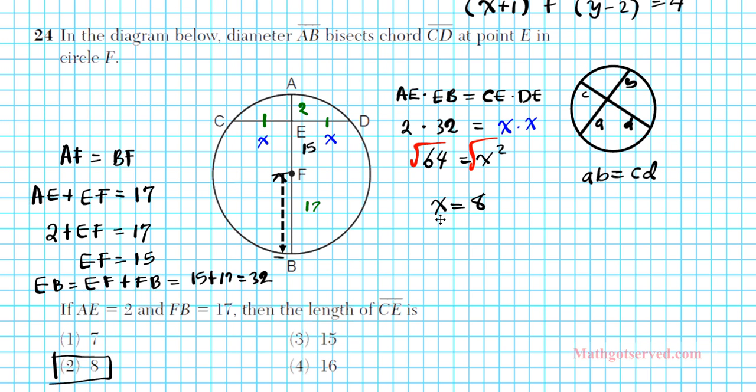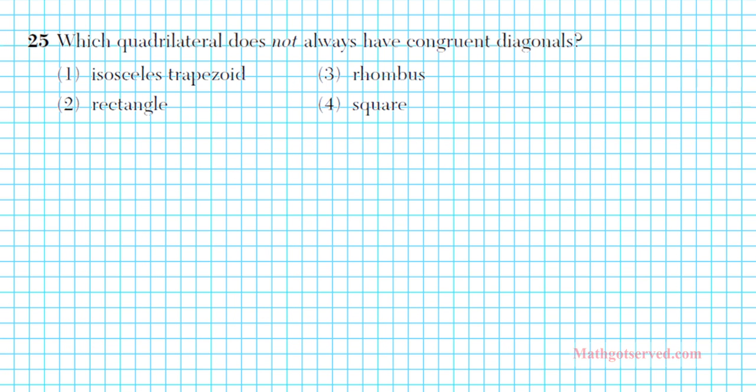Okay, so that's the whole idea behind the intersecting chords theorem. Now let's take a look at the last problem in this installment. It says, which quadrilateral does not always have congruent diagonals? Well, this is easy to do. You just want to exhaust possibilities here. Just simply draw all the quadrilaterals and see which one does not always have a congruent diagonal.